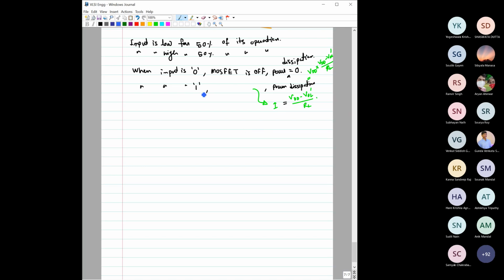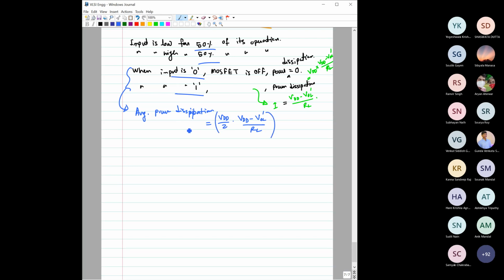So this is the power dissipation when the input is 1. When the input is logic 0, the power dissipation would be 0. Then what would be the average power dissipation? We can simply write the average of this dissipation. So the average would be VDD by 2 into (VDD minus VOL dash) by RL. So this is the average power dissipation.